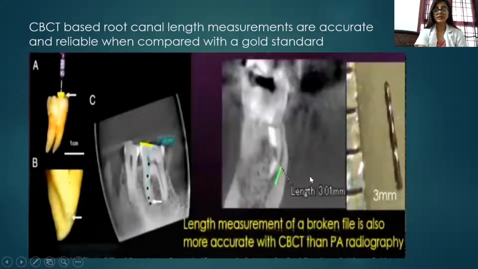So this is the CBCT image. You can see the measurement of 3 mm of the root, which is exactly similar when you measure it outside the root canal.